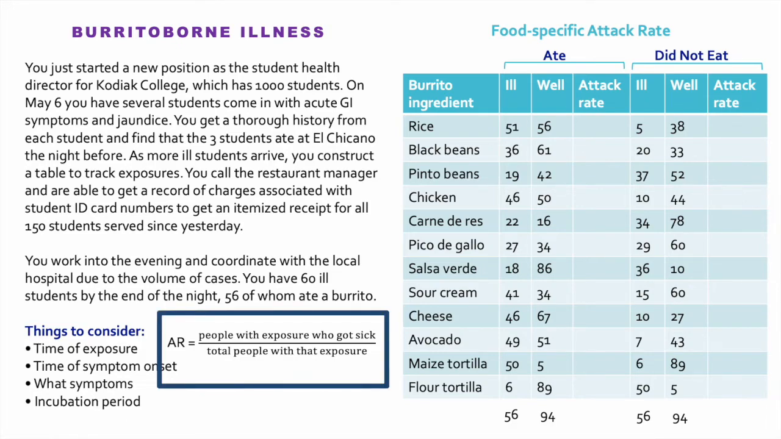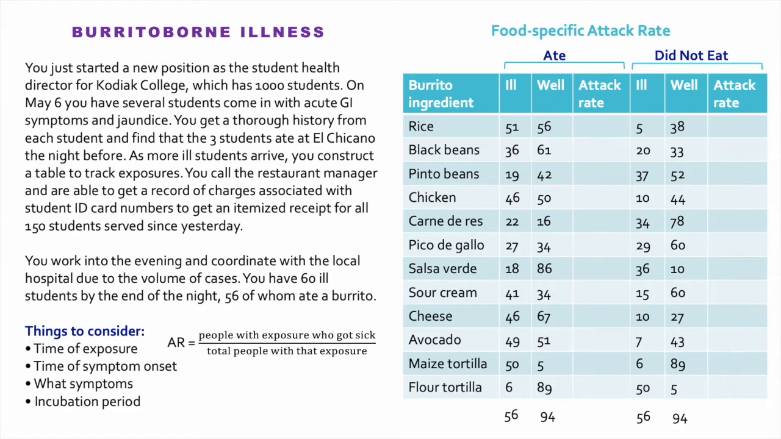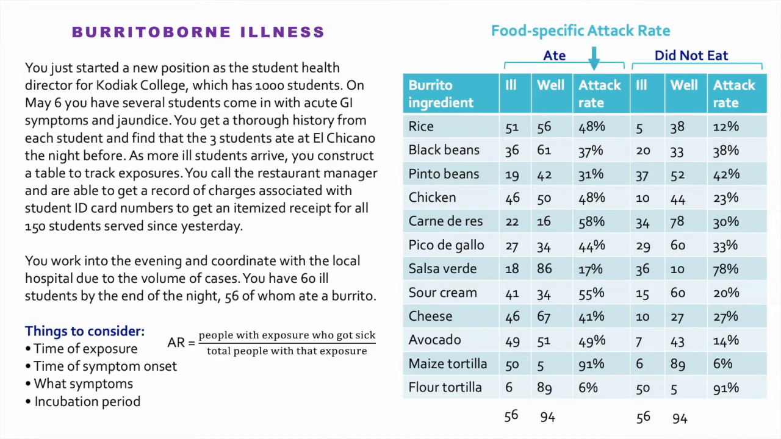Attack rate is a proportion calculated by dividing the people with the exposure who got sick by the total people with that exposure. You add the people who were exposed to each food who are ill to the people who are exposed to that food who are well to get the total people with that exposure, which will be the denominator for your attack rate. Then you divide the people with the exposure who are ill by the total people with that exposure to fill in the attack rate column.